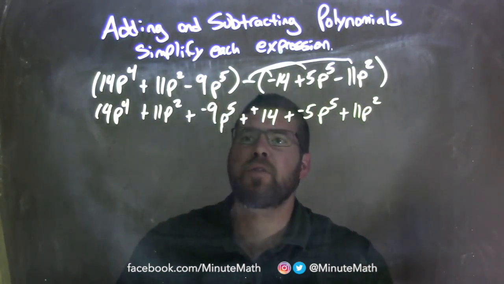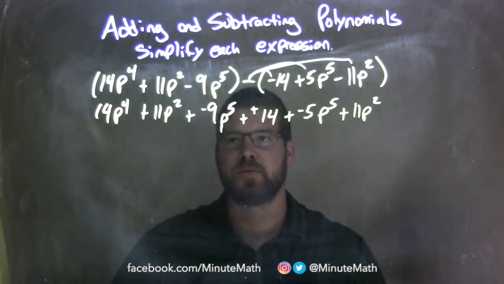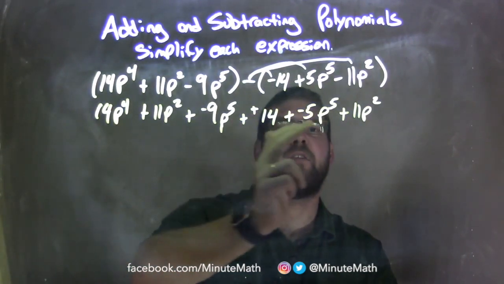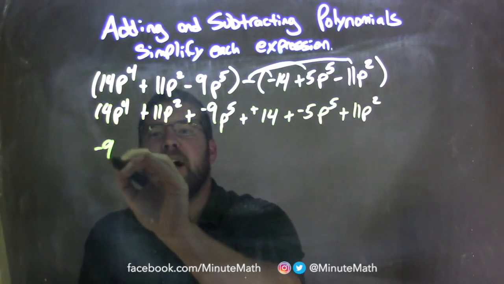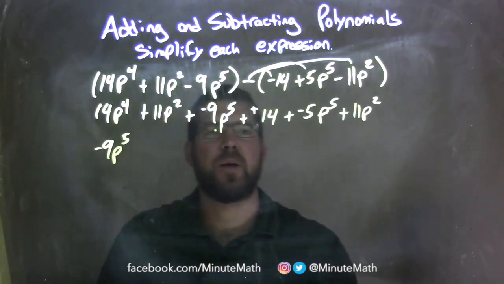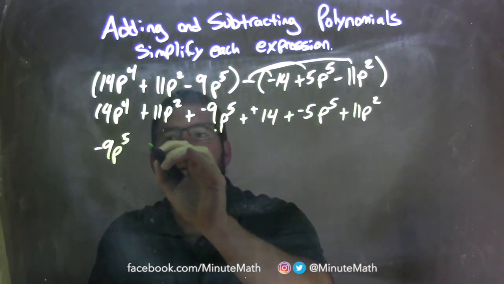Okay. So now let's combine our like terms and put our highest degrees first. Highest degree I see is to the 5th power. So we have a negative 9p to the 5th. Put a dot to show that I brought it down. And then negative 5p to the 5th.